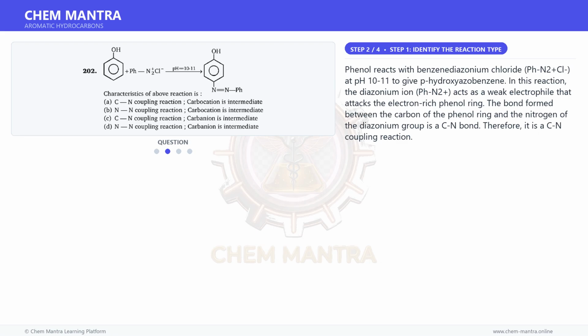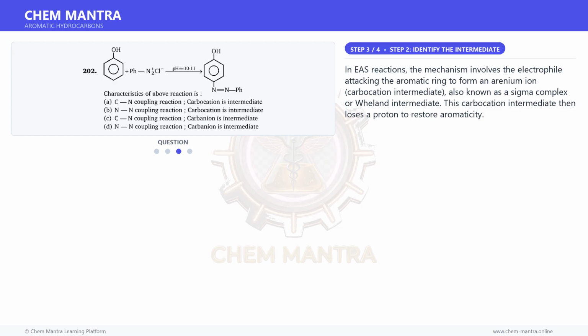The bond formed between the carbon of the phenol ring and the nitrogen of the diazonium group is a C-N bond. Therefore, it is a C-N coupling reaction. Moving on to the next step.